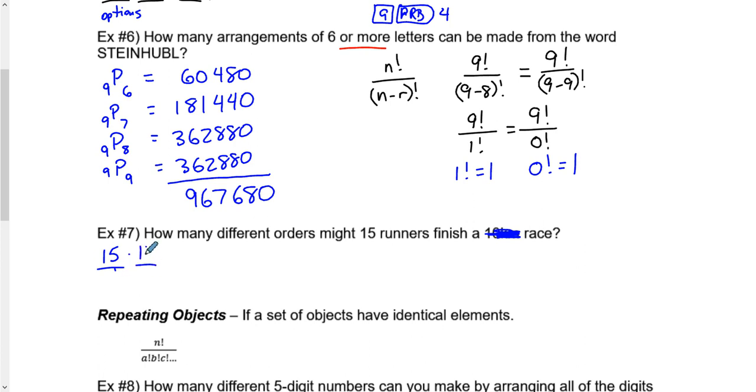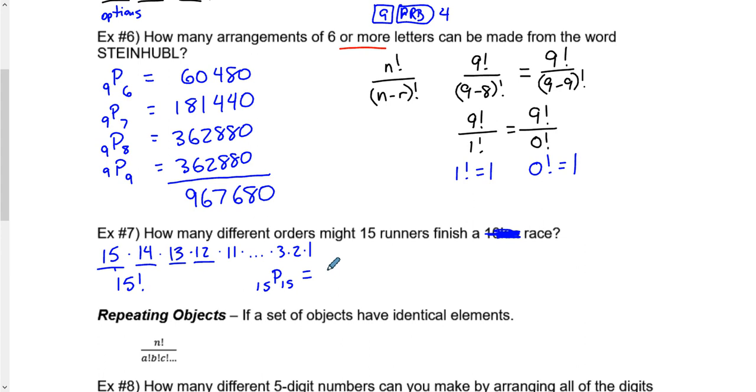If gold is already awarded, there's 14 ways for the second one, for silver. There's 13 ways for bronze. There's 12 ways for the non-contender. On and on, all the way to 3 times 2 times 1 for the last place. This is the same as 15 factorial. It's also the exact same as 15P15. I don't think I already said it, but P stands for permutation, if that's not obvious.